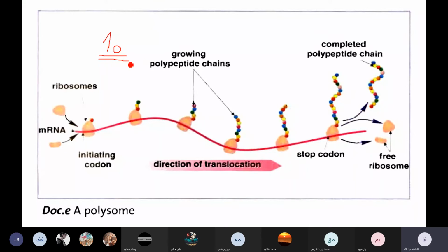moving along the same messenger RNA. Okay? Do you think, or how many proteins will be synthesized?